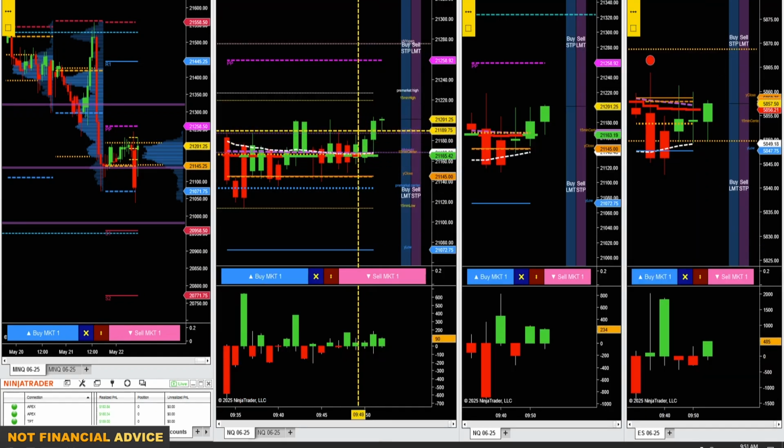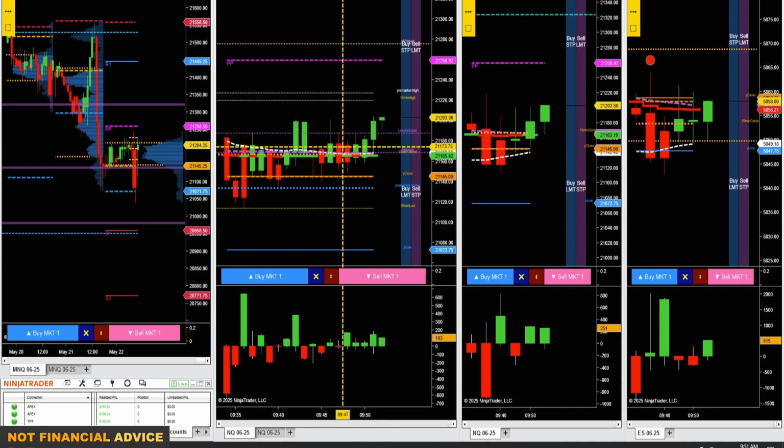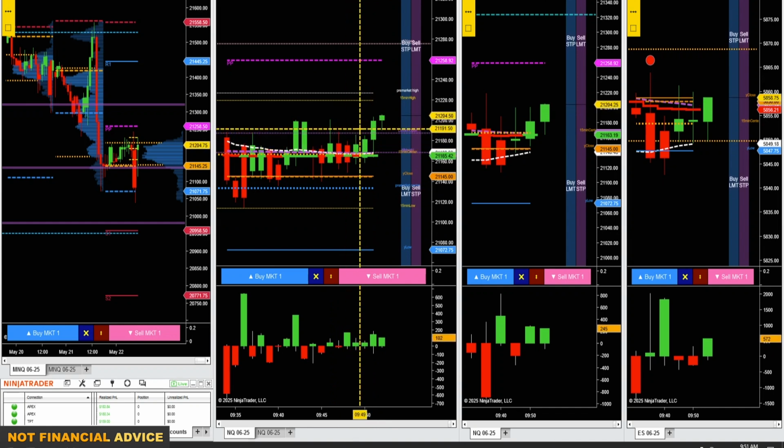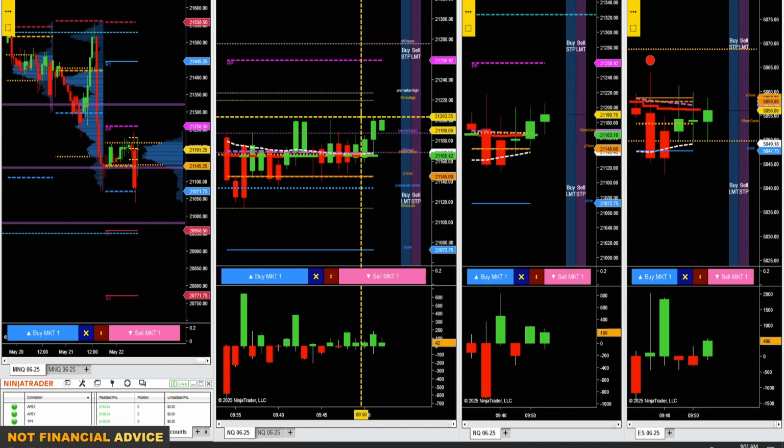Got into a little long once we broke out above this area that we were chopping around in after the news. Right above the London Open. Popped up over 10 points.